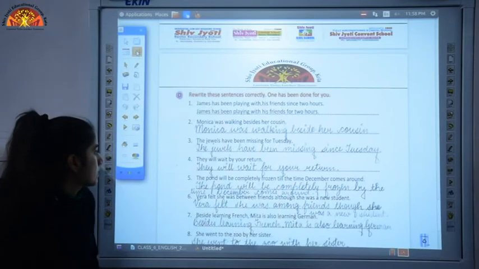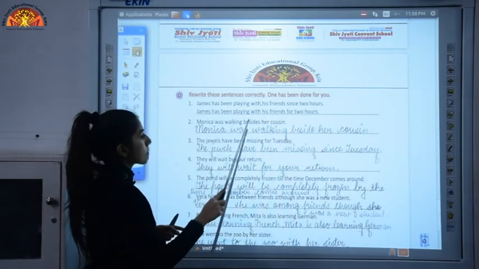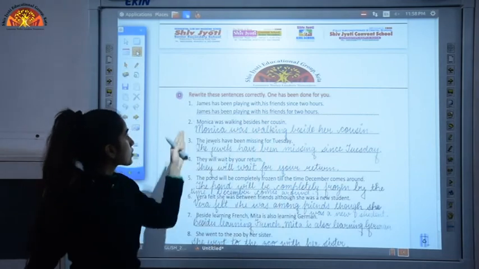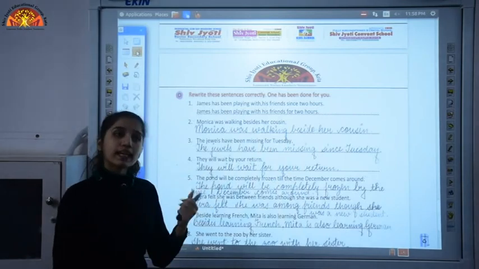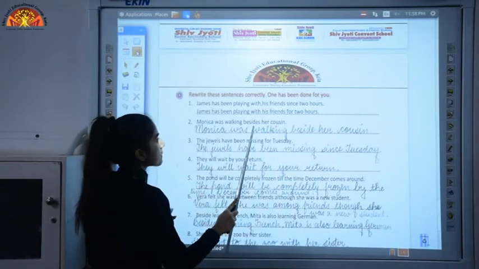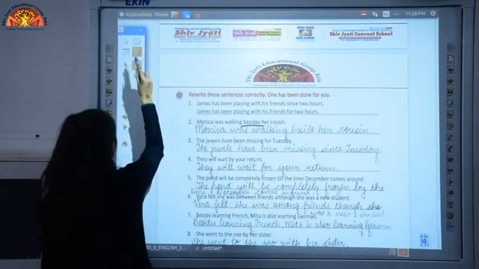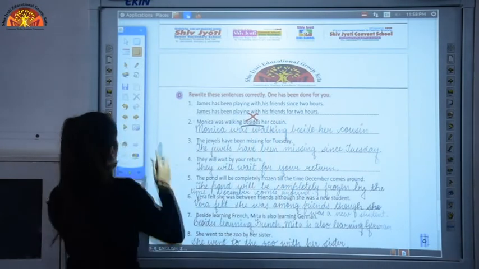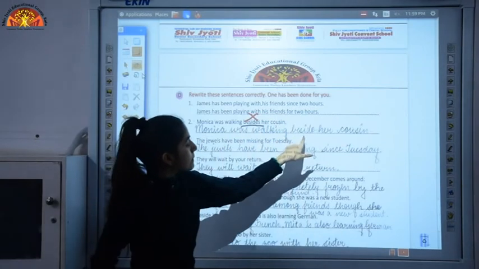Now let's take this one. Monica was walking besides her cousin. In this exercise, you have to find out the error and write the sentence again by correcting it. So what is the error in this sentence? Monica was walking besides her cousin. What is the wrong thing over here? Besides is wrong. So in place of besides, what should come? Monica was walking beside her cousin.